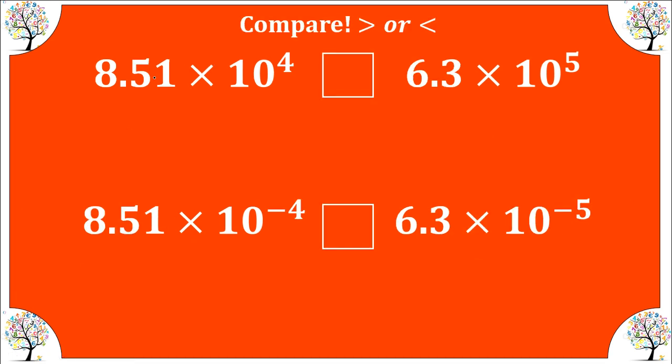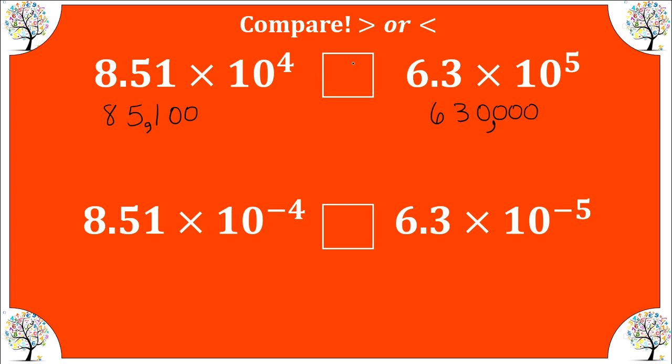Now we're going to compare. So we could compare if we have two different powers of 10, and we know 10 to the 4th is smaller than 10 to the 5th, or you could just go ahead and write this out. So 8.51, and I'm going to move it 1, 2, 3, 4. And then I have 6.3 times 10 to the 5th, so 6 and a 3, so I'm going to move it 1, 2, 3, 4, 5.